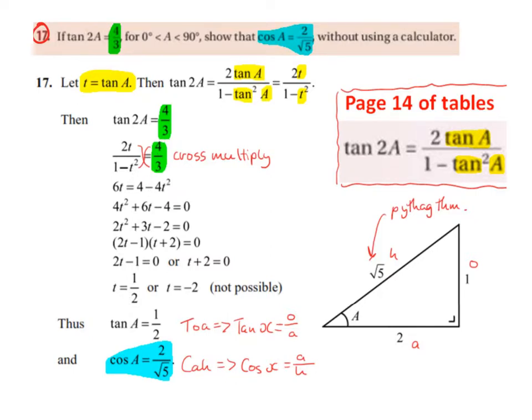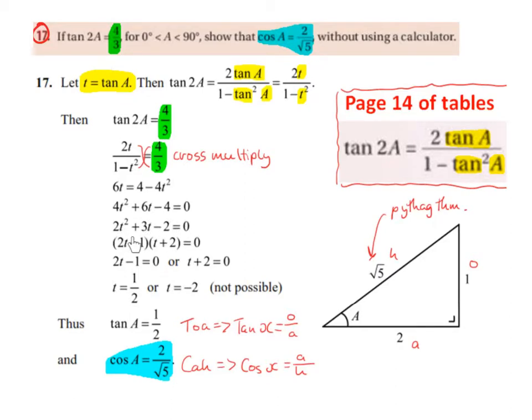Then we bring everything over to one side. So the 6t can stay where it is. The 4 comes over, becomes minus 4. And the minus 4t squared comes over and becomes positive 4t squared. So we get 4t squared plus 6t minus 4 is equal to 0. We're going to divide across by 2 to simplify. So we get 2t squared plus 3t minus 2 is equal to 0.